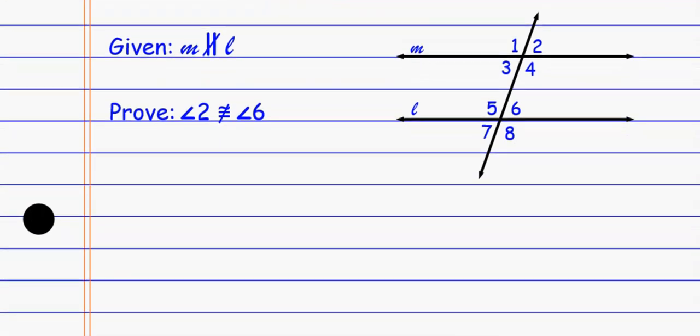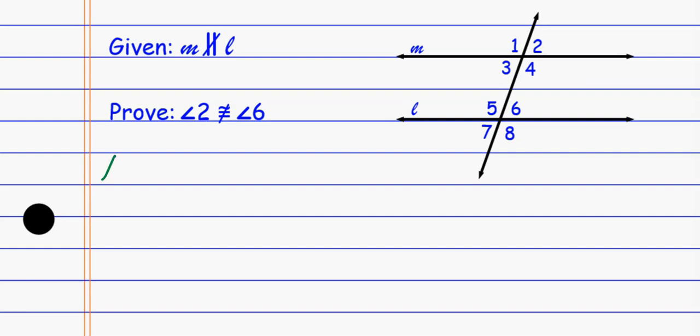If I take a look at this next one, it says given that M is not parallel to L, again, that's what that little slash means, just means not that thing. I want to prove that angle 2 is not congruent to angle 6. And you could try doing this indirect proof as a two-column proof. But again, it's a little bit wonky to do it that way, so it's easier just to do it as a paragraph proof. And we always just start with our assumption.